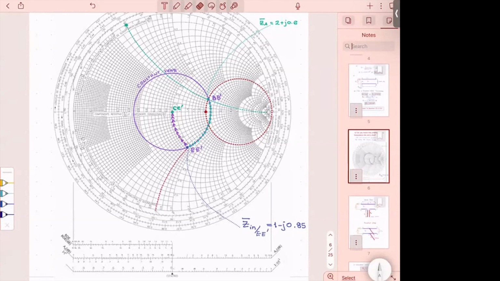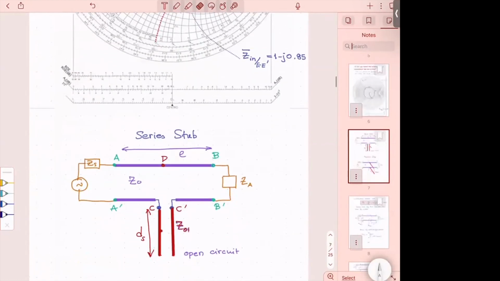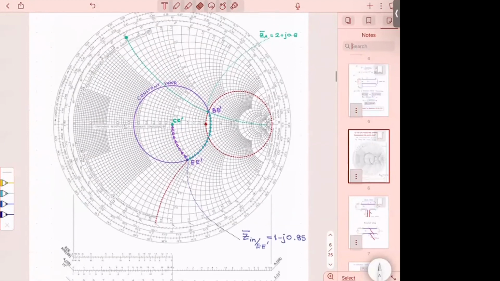I cannot go straight. I cannot go from B prime to C prime. There is no path. You don't see a line to connect there, okay? So what do I do? I can only move in certain directions. If I move on the constant VSWR circle, that implies that I'm moving along the transmission line. You remember we said that. Therefore, if I start moving on the transmission line without adding something, then that shows on the Smith chart as a constant VSWR circle.